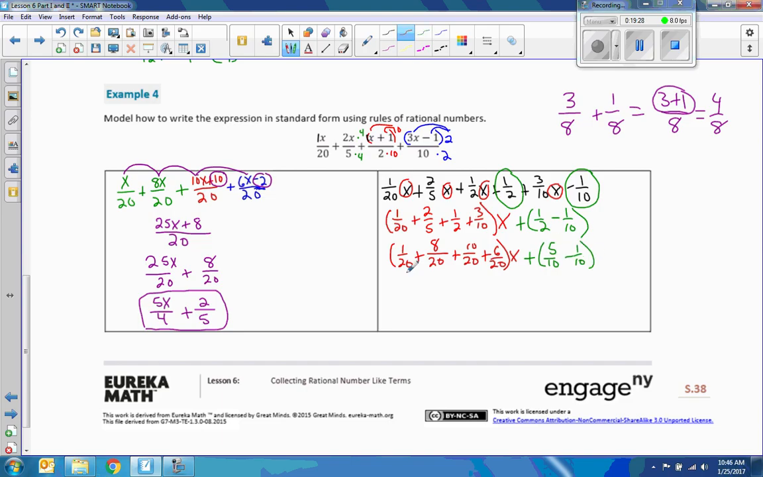Okay, so now let's simplify our like terms. 1/20th plus 8/20ths. 1 plus 8 is 9, plus 10 is 19, plus 6 is 25. So I get 25/20ths x, okay, plus 5 minus 1, which is 4/10. Okay, and then when I finally reduce it, I get 5 over 4 x plus 2/5. Okay, so I got the same answer either way.